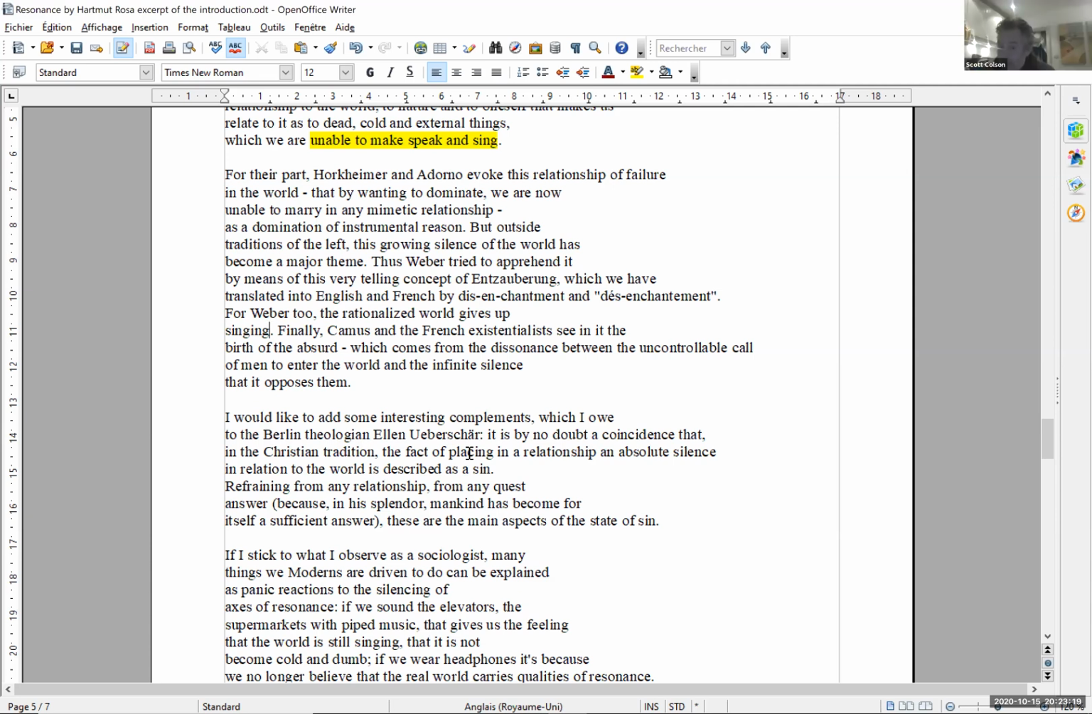Yeah, well, that's it in a way. But the last bit there, which comes from the dissonance between the uncontrollable call of men to enter the world and the infinite silence that it opposes them. That bit, the infinite silence, would have been the judgment, I suppose, that he then got, despite the fact that there he was, just wanting to be out. That was it. Sorry, in the book, rather than go to see his mum who isn't well, he spends the day on the beach, and they use that against him because that is the day when the incident happens.